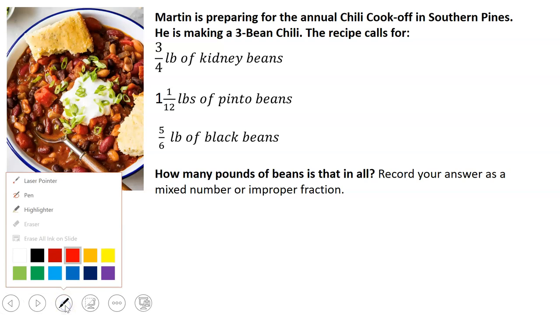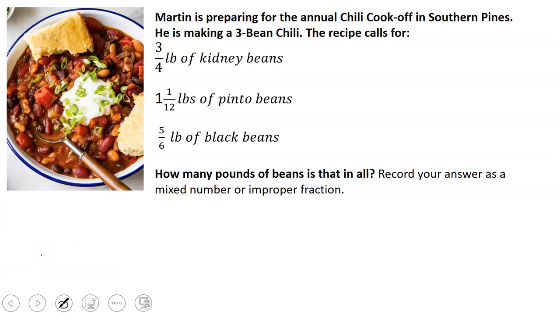So as I'm reading this problem, I'm realizing that what we're doing is totaling the number of pounds of beans. So I'm going to be adding. I'll add the 3/4 plus 1 1/12 plus 5/6 to get the total number of pounds of beans.